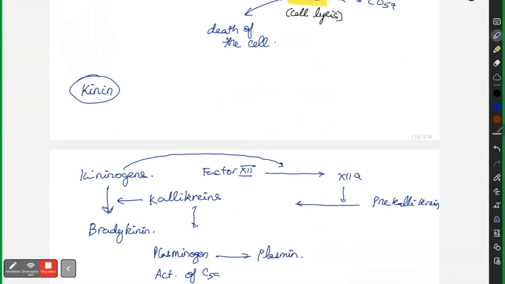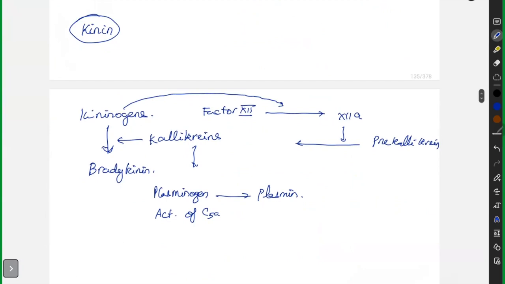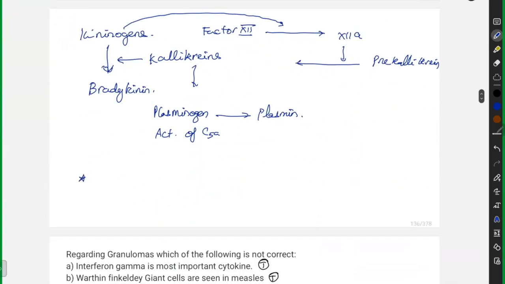So remember, the function of bradykinin is to increase the vascular permeability and vasodilatation, and it is going to cause smooth muscle contraction and also lead to pain. That is why I usually remember it like PDP. So what is PDP? Pain, vasodilatation, increase in the permeability.